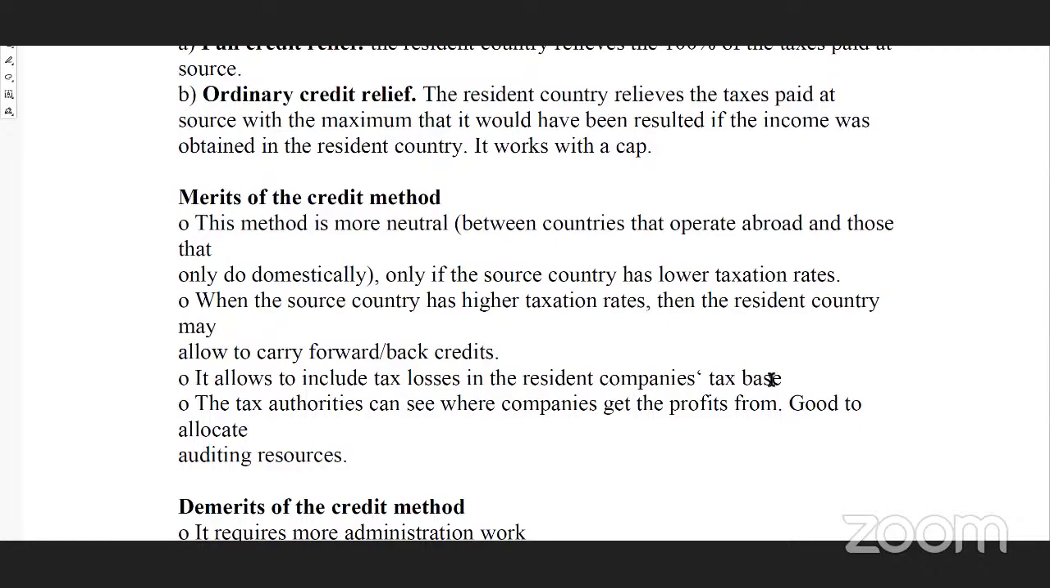Then it allows to include tax losses in the resident company's tax basis. Sometimes, depends on Ghana, we don't have that provision. The tax authorities can also see where companies get their profits from. So this one helps us to what? Know where to allocate our tax audit resources. Okay, so it usually depends, right? These are the merits of the credit method.